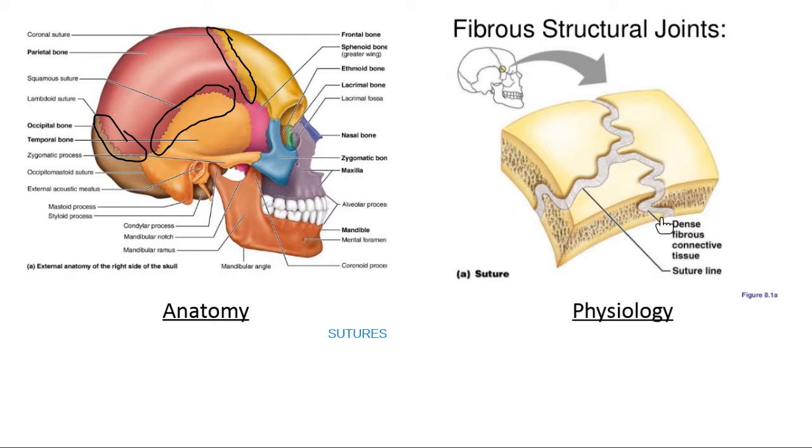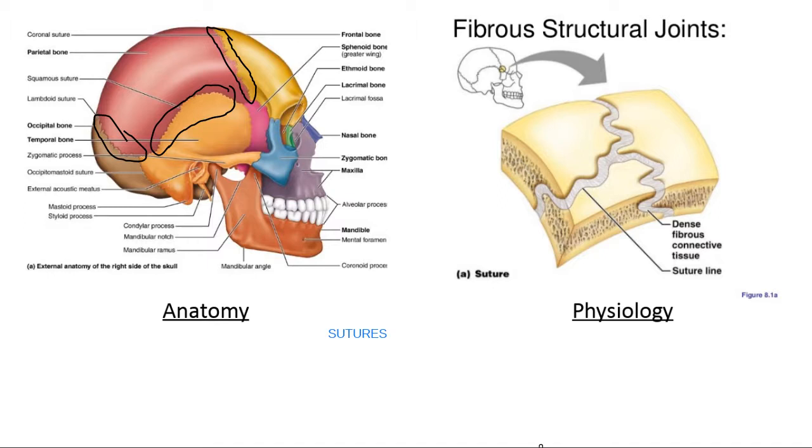Now, let me briefly turn my camera on. I know it's going to be super small on the left side of your screen, but I want to show you the way that I like to think about the structure of a suture. Okay. When you're thinking about the structure of a suture, if you take one hand and then the other hand and overlap them together like this, this is what a suture looks like.